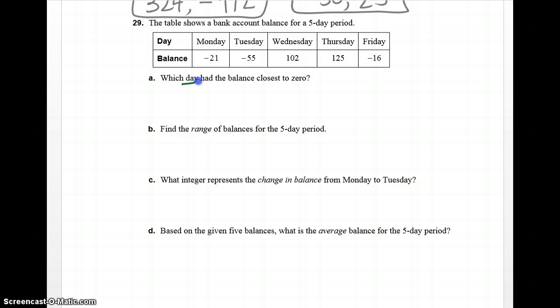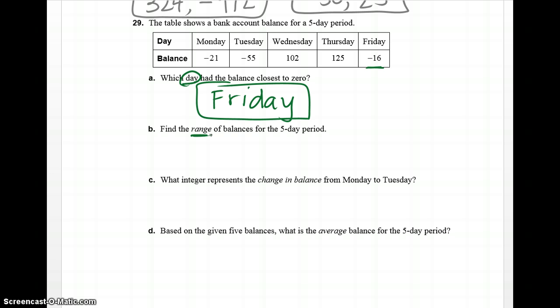Now, it's asking what day, not what number. So our number that is closest to 0 here would be negative 16. So what day is that? That would be Friday, and you would just write Friday. And that would be your answer there. Box that in.